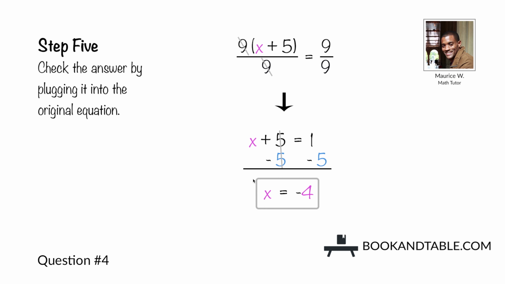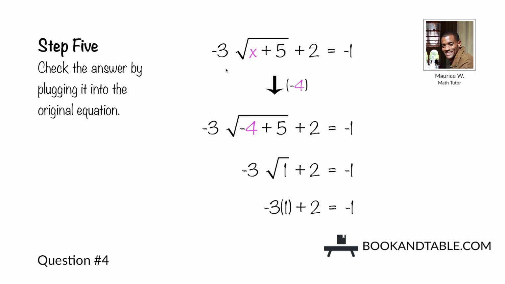Step 5, check the answer by plugging it into the original equation, which was negative 3 times the square root of x plus 5 plus 2 is equal to negative 1. Plug in negative 4 for x, and that gives you a radical term of negative 4 plus 5, which is equal to positive 1. The square root of 1 is equal to 1.